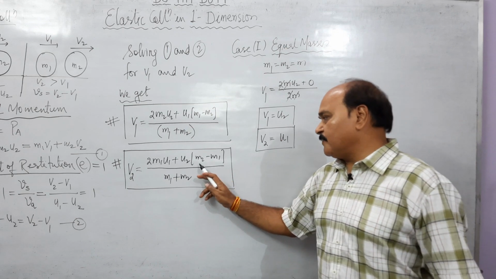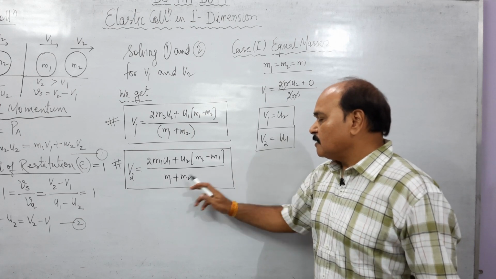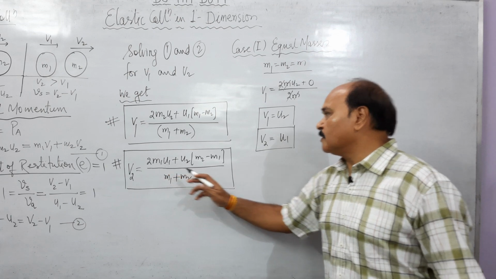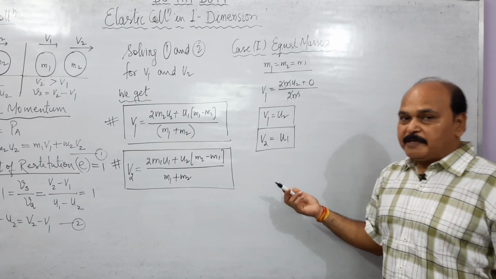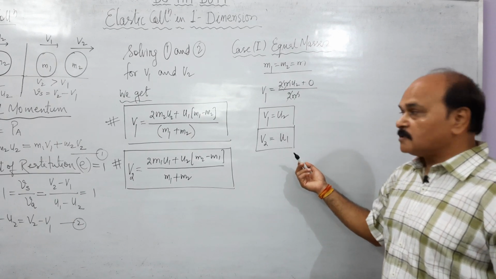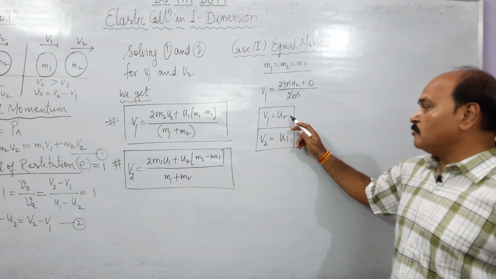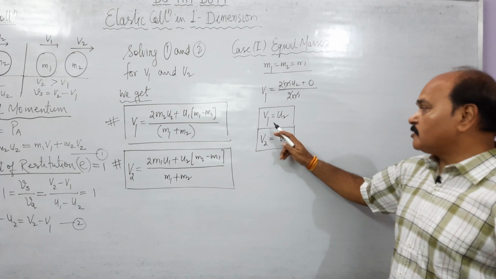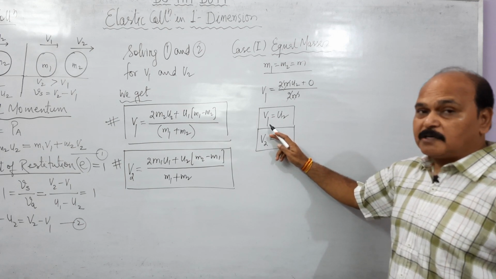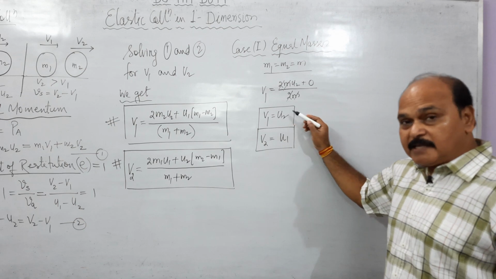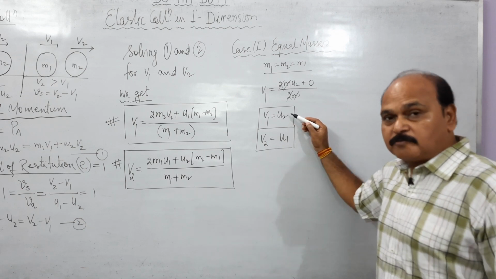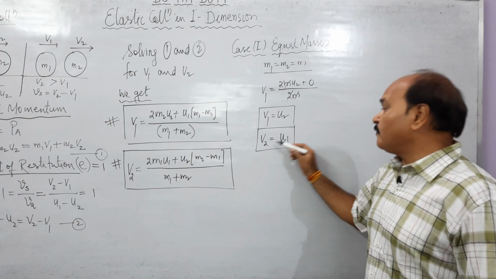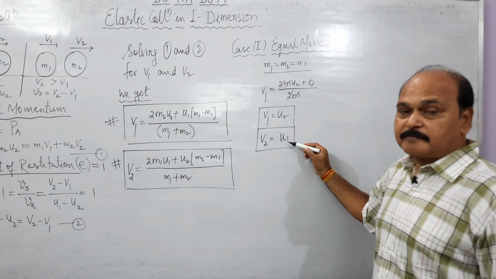See, this difference comes out to be 0. m1 plus m2 is 2m, and this 2m cancels out. V2 is equal to u1. So what is the meaning of these mathematical expressions? V1 is equal to u2 or V2 is equal to u1. This simply means the final velocity of object number 1 is same as the initial velocity of object number 2, and the final velocity of object number 2 is same as the initial velocity of object number 1.